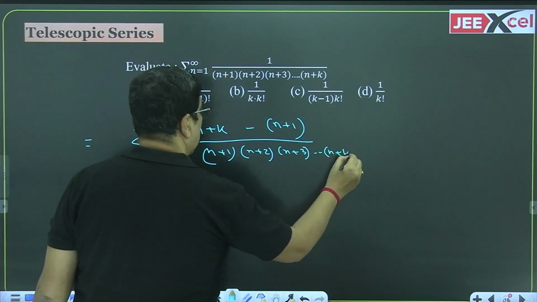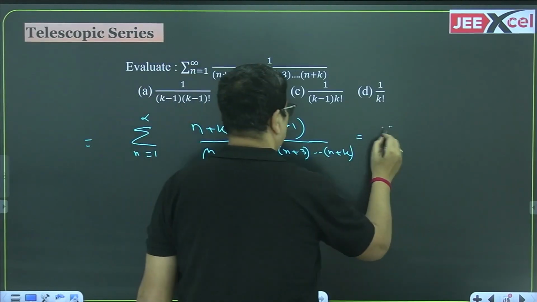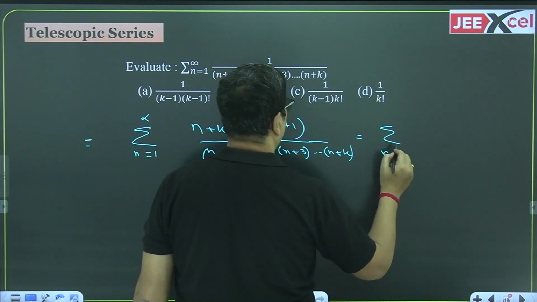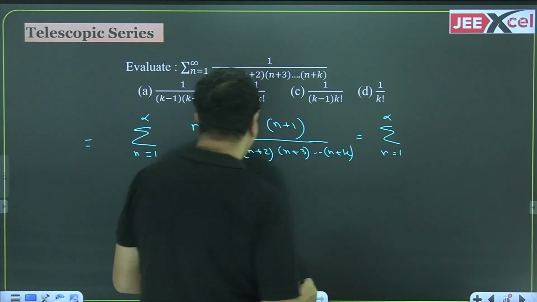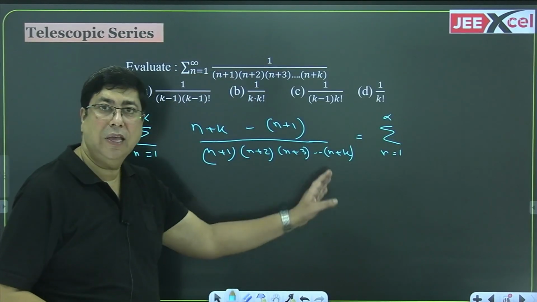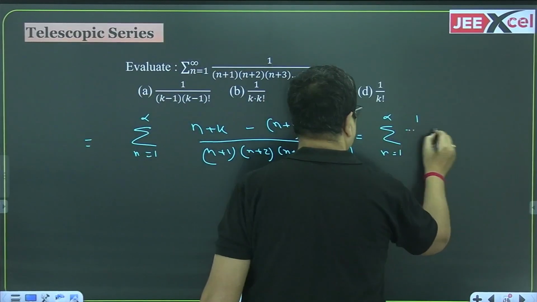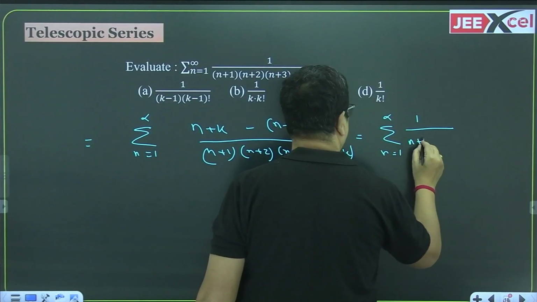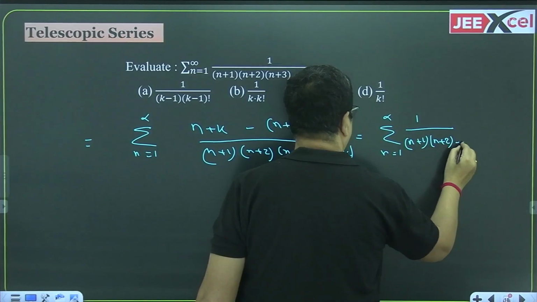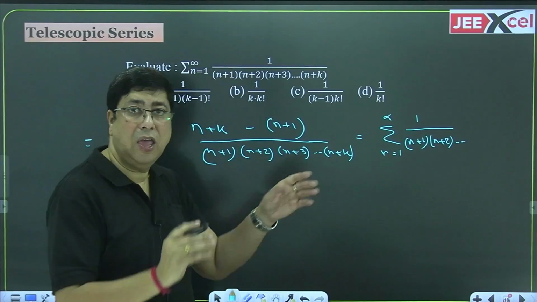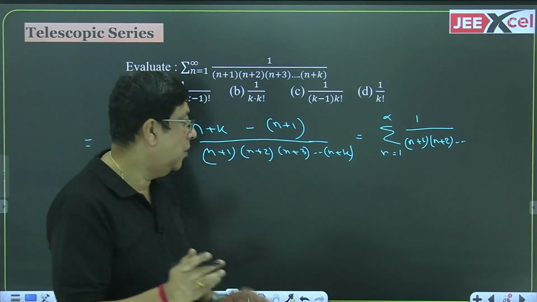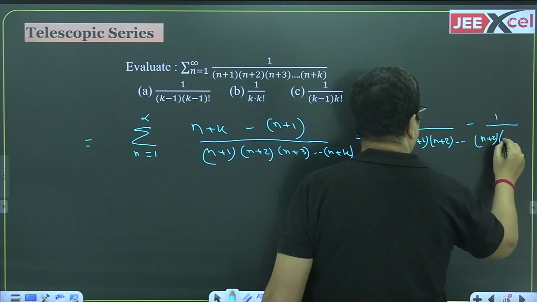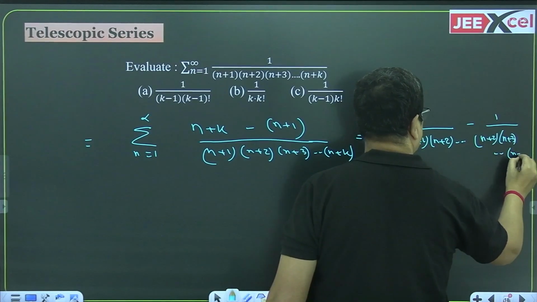dot dot n plus k. If we do a little calculation, summation of n equal to 1 to infinity. So if we separate this, n plus k is cancelled. So we are getting in this way. This is called the telescopic method, the cancellation method. That is n plus 1 into n plus 2 dot dot dot. The n plus k will cancel if we separate. So n plus k minus 1. Okay, I am not writing so much. Minus 1 by n plus 2, n plus 3 dot dot dot n plus k.